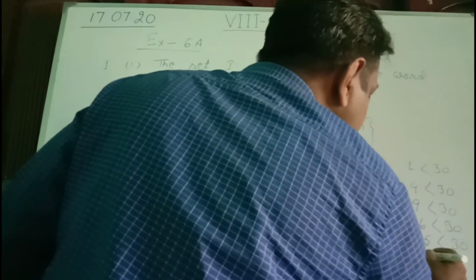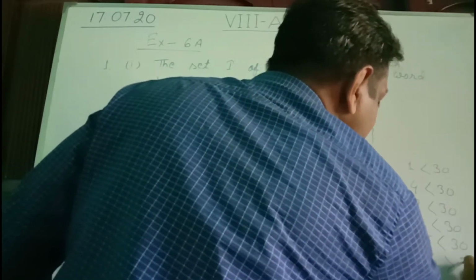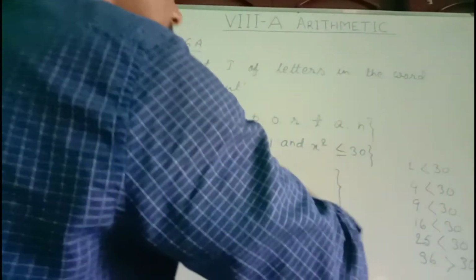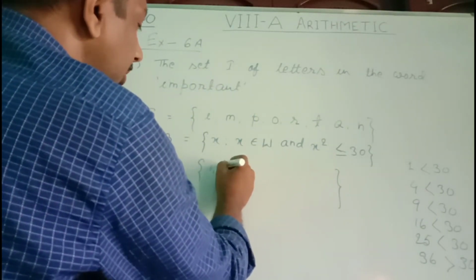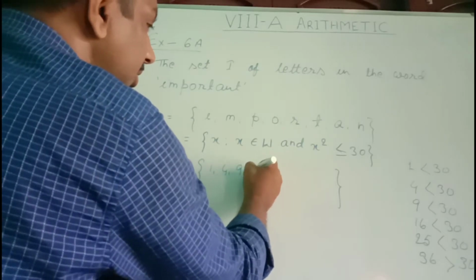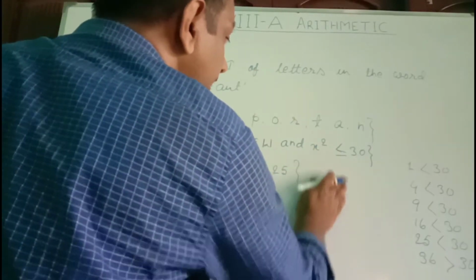And if we take 6 6s are 36, that is greater than 30. So we will not take this value. Our elements of roster form became 1, 4, 9, 16 and 25. Close inside the middle bracket.